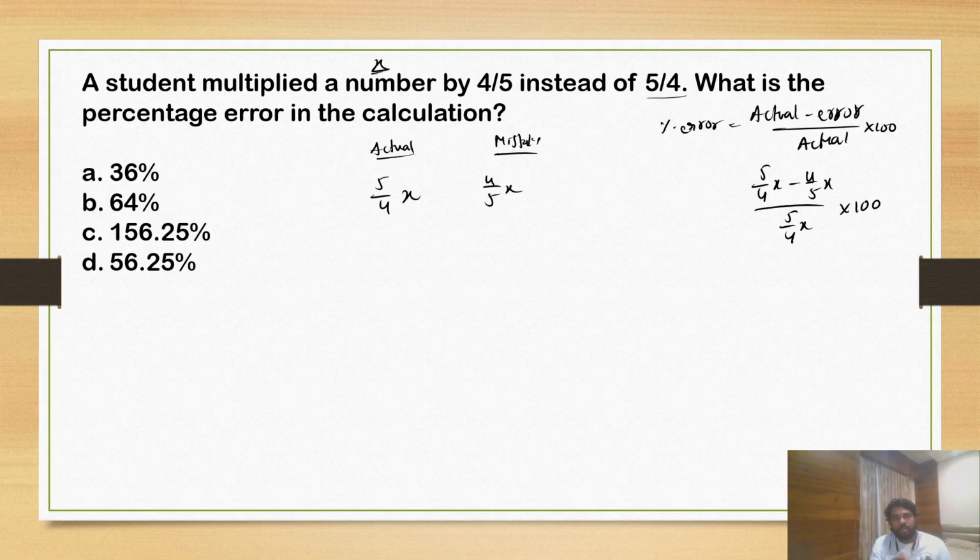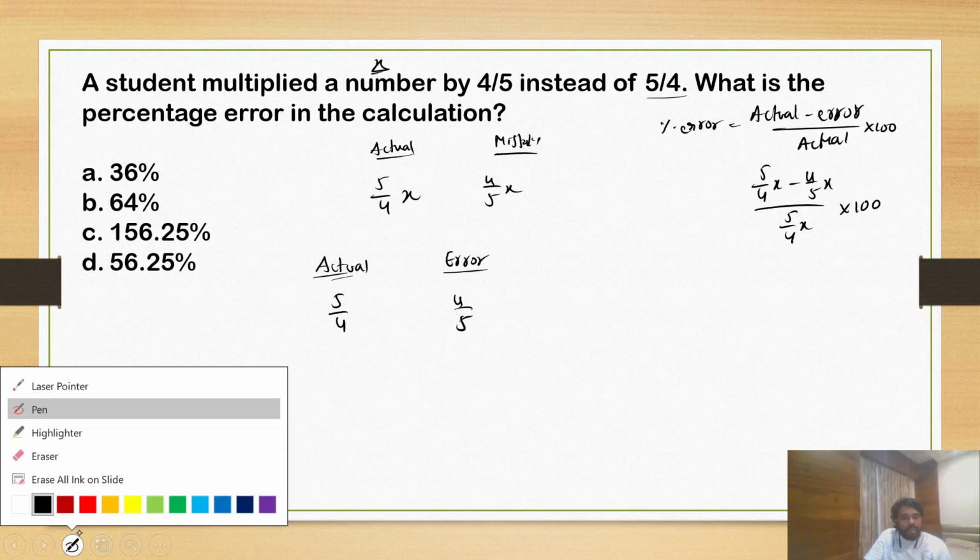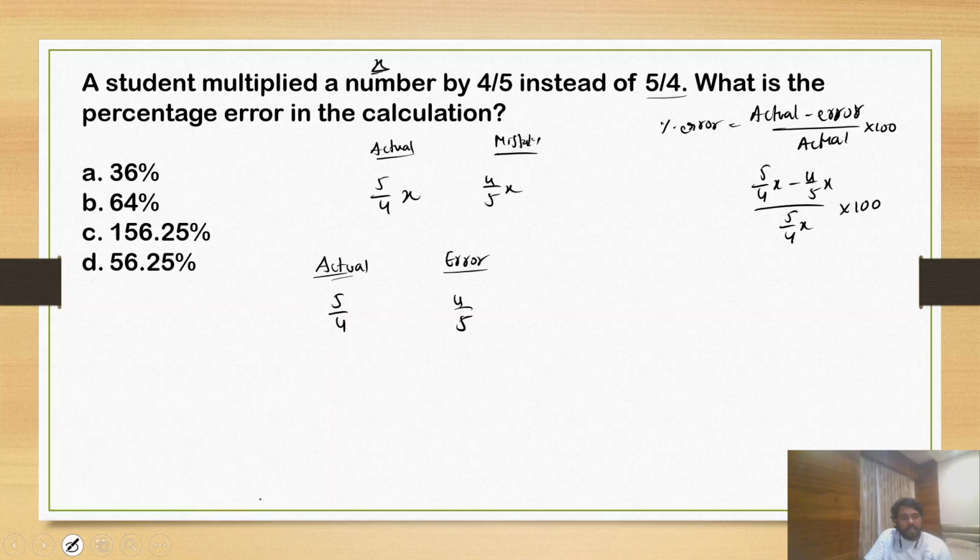I'm going to solve this question in a different way. Actual is 5 by 4, so you need to multiply by 5 by 4. By mistake, you multiplied with 4 by 5. To get this answer, I suggest one other way. You just cross multiply these two things. Okay? I'm giving you another way. 5 fives are 25, the actual number.